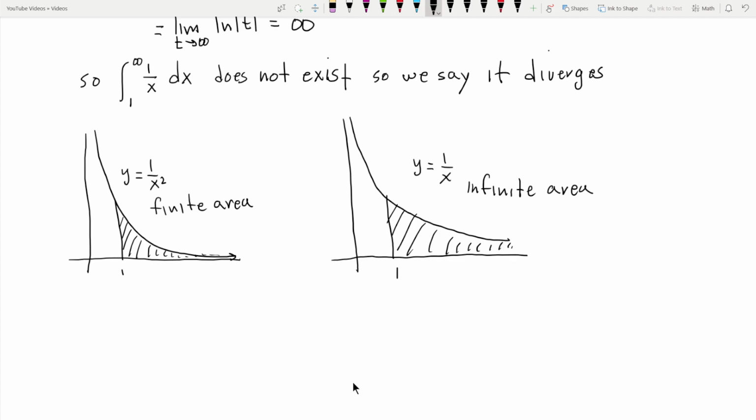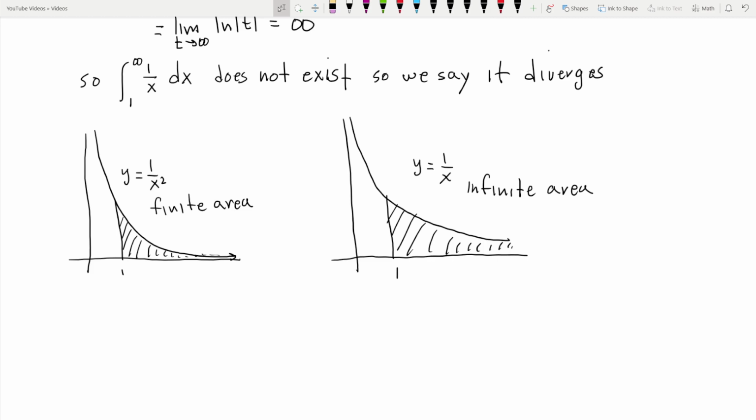Now, you can interpret that geometrically, and you'll notice that both functions approach the x-axis. They both approach 0. But 1 over x squared approaches 0 a lot faster than 1 over x does. 1 over x does not approach 0 fast enough for that area to be finite. And that's pretty much the difference between the two.